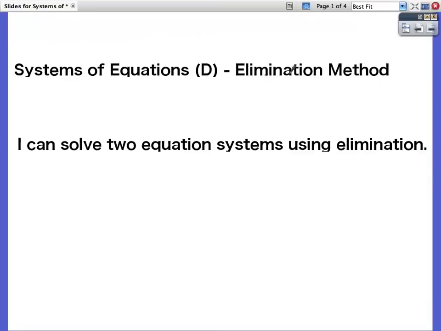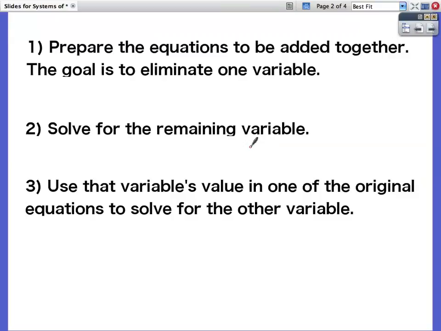So we're going to look at the elimination method. And that's your I can statement. It's to solve systems of two equations using elimination. This is synonymous with addition method. Some people may even call it the subtraction method. You can add or subtract two equations. So I just use the word elimination because that's really what happens.